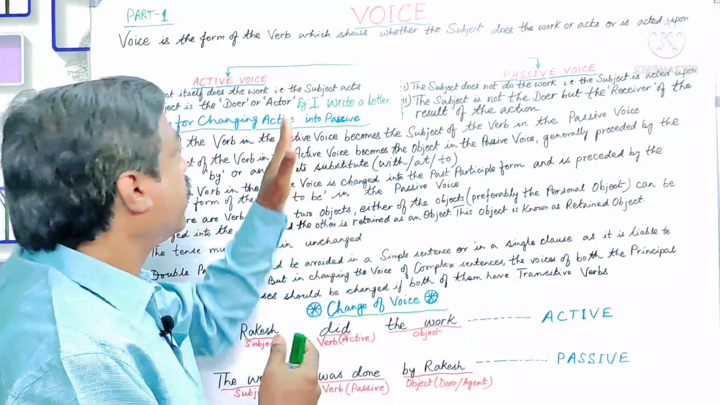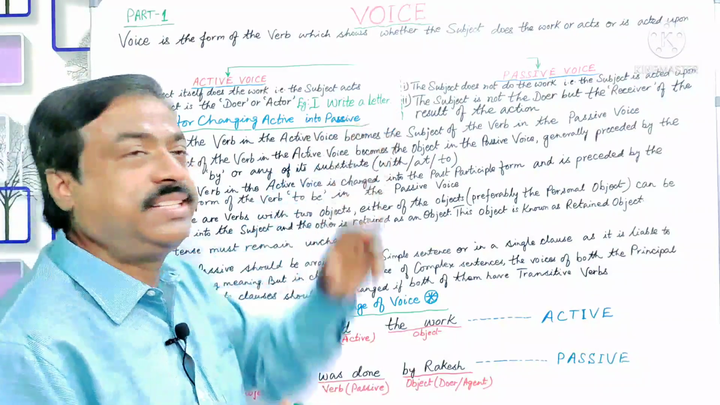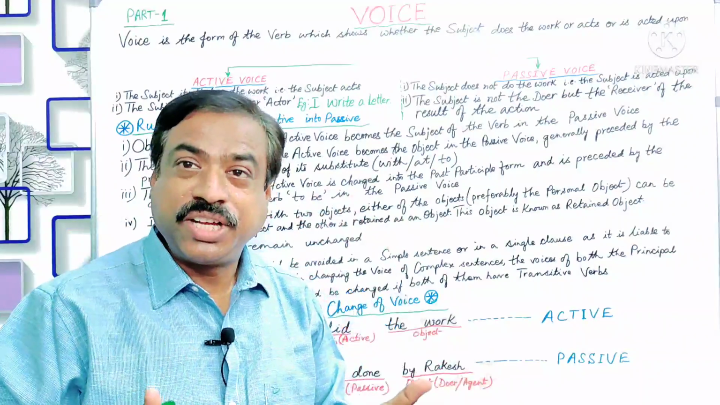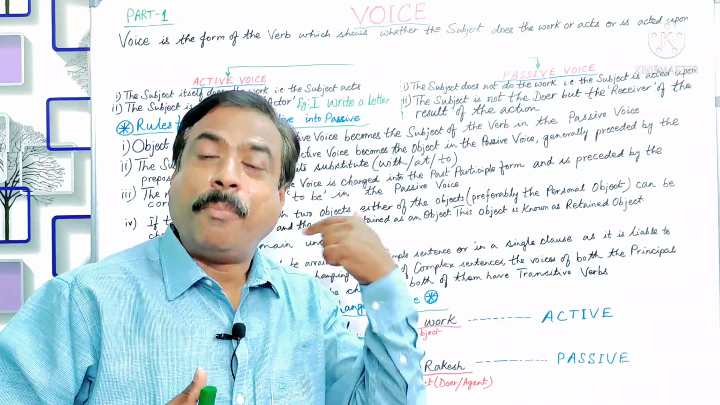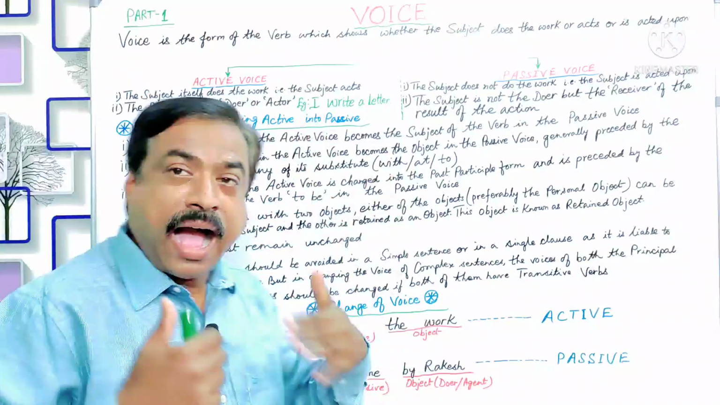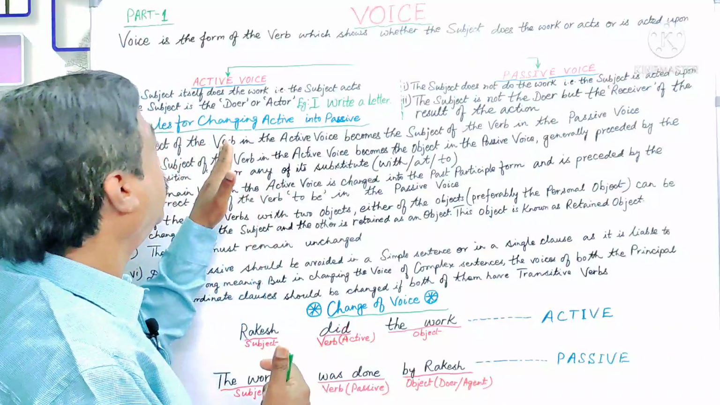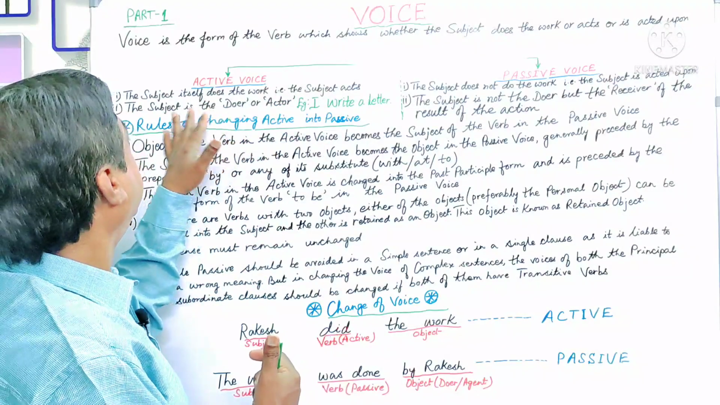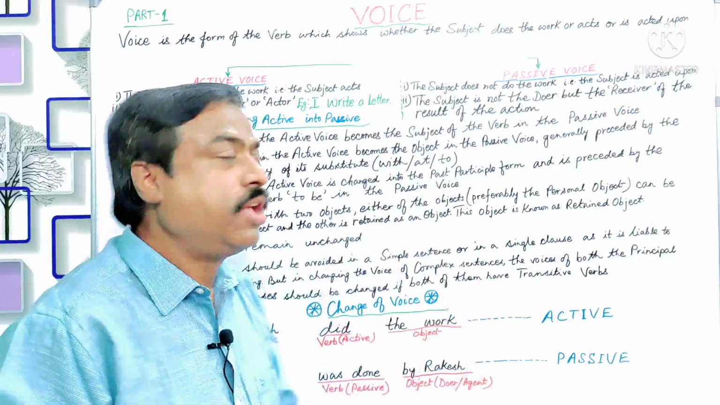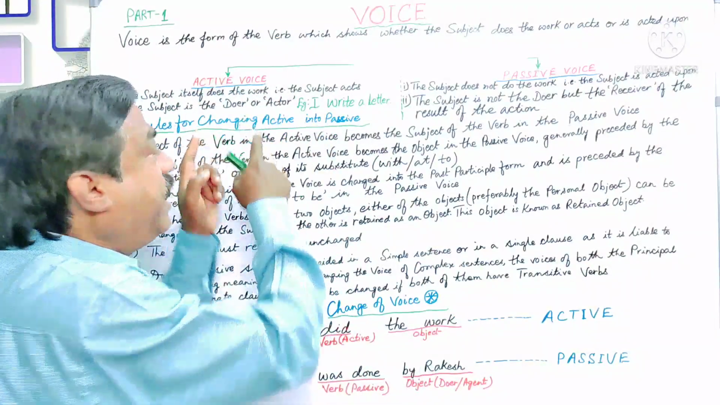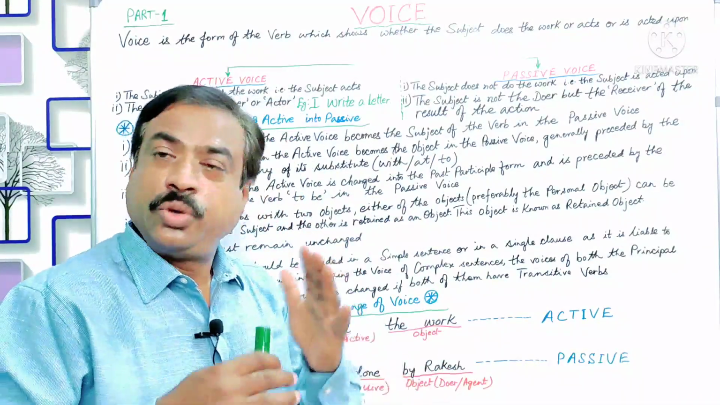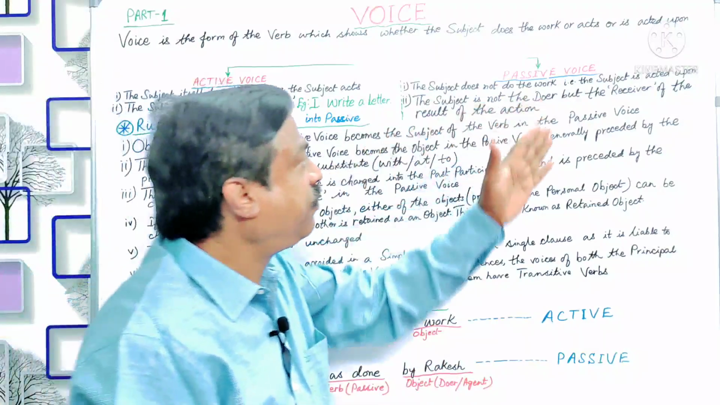For example, if I say, I write a letter. From this sentence, it is very clear that I, myself, am the subject and I am writing a letter, which shows that the work is done here by the subject. So the subject here is the doer who is doing the work. So it's clear. Whereas in the passive voice, what happens?